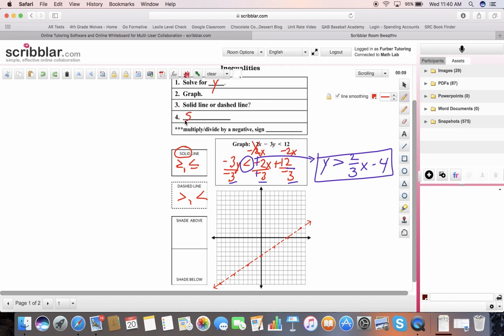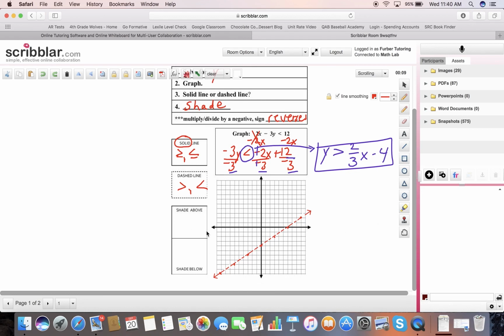The last step is to shade the region that all the solutions that fall in that region would satisfy this inequality, okay? And by the way, the sign reverses. We just did that, okay? So let's talk about the shading, okay? If the symbol is a greater than or a greater than or equal to, you are going to shade above the line. If it is a less than or less than or equal to, we're going to shade below the line, okay?